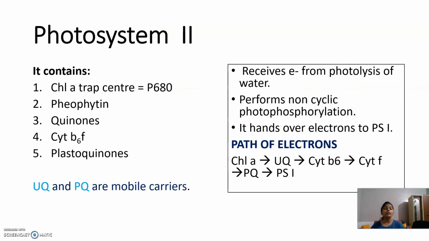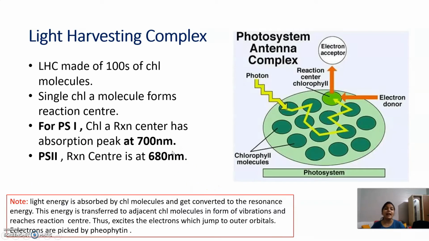Let's proceed forward. We'll be studying the photosystems now. The photosystem 2 consists of the trap center, that's P680. That means the photosystem 2 absorbs the light at 680 nanometers. From there the electrons were picked up by the pheophytin. So the next component is pheophytin, then the plastoquinone, then the ubiquinones, then the cytochrome B6F, and at last the plastocyanin. The ubiquinone and the plastoquinone are the mobile carriers. Let's proceed forward towards the next slide.